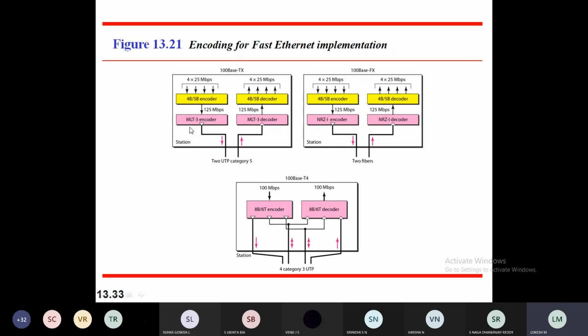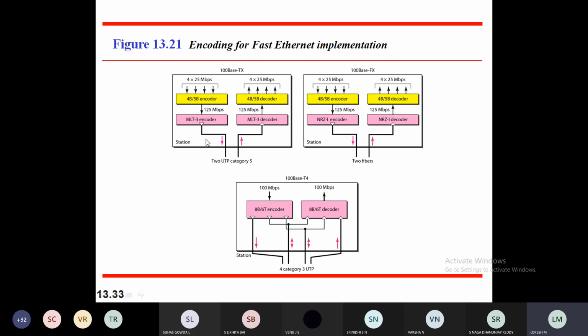It gets multiplexed by the MLT-3 encoder. This is how we can combine all four baselines into a single line. It is called the MLT-3 encoder.